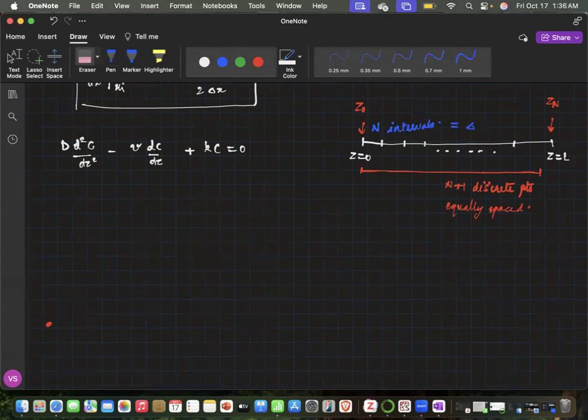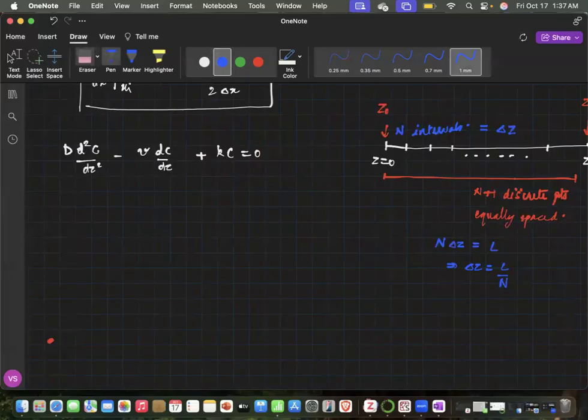So delta z is going to be the step size basically when you move from z i to z i plus 1, right? And therefore, if we have n intervals of delta z step size, the total length is going to be n times delta z, and that is just L. So that gives you delta z as L over n. Okay.